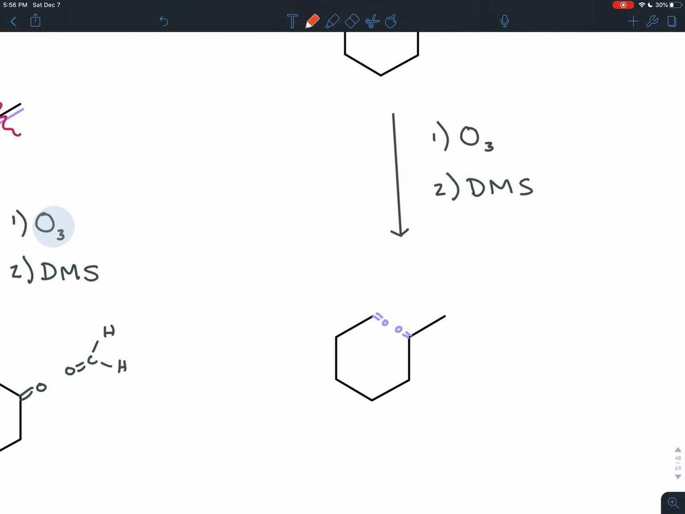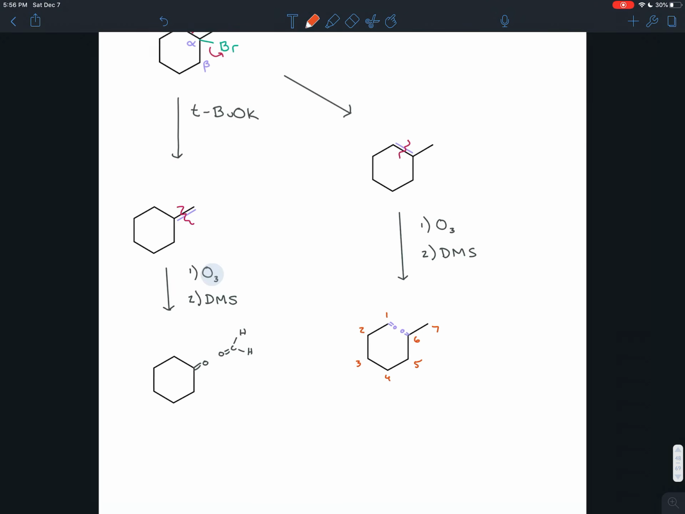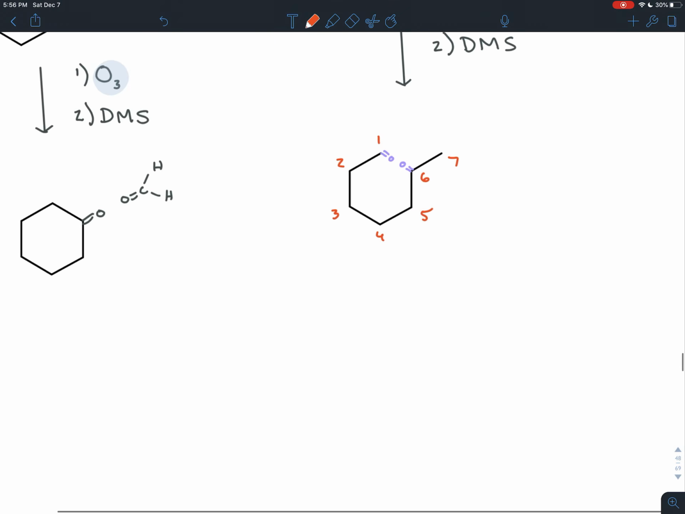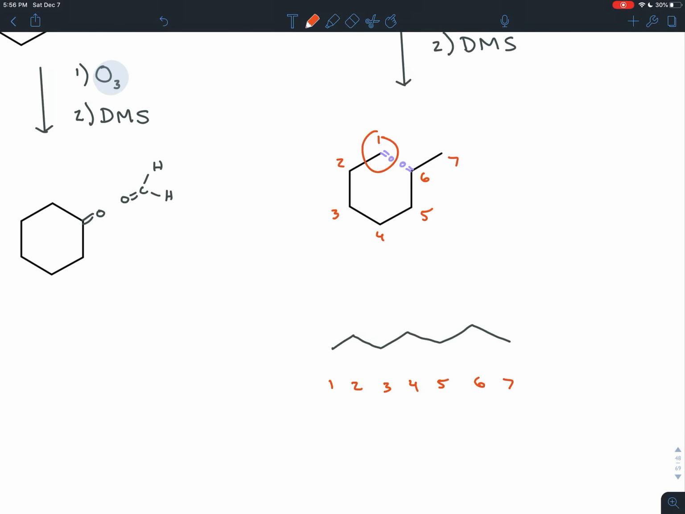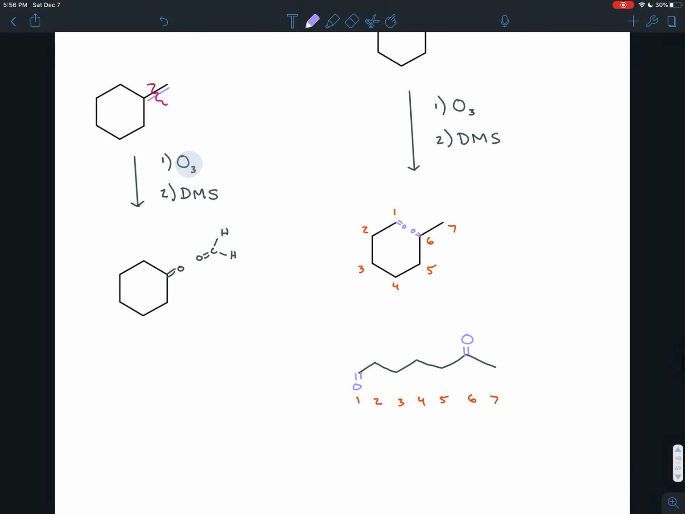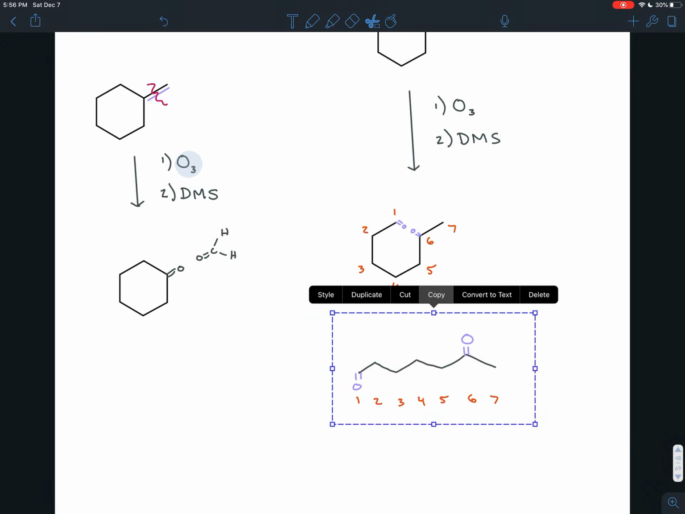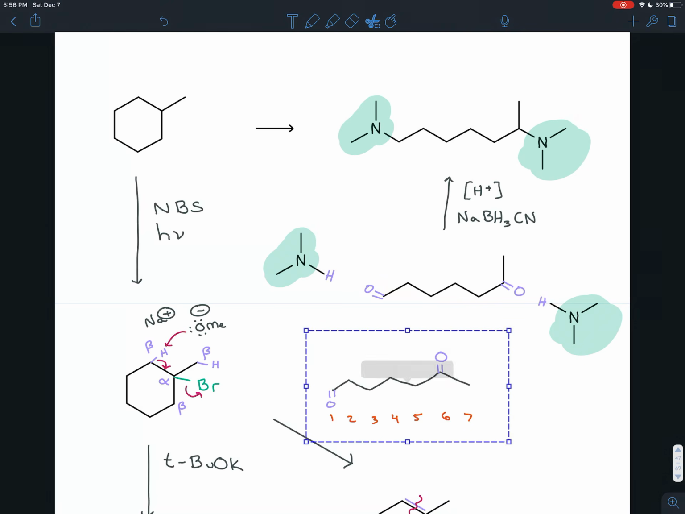Let's number this and draw this in a more normal way. We have 1, 2, 3, 4, 5, 6, 7 carbons. So what if we have 1, 2, 3, 4, 5, 6, 7 carbons? And I'll number these just so we can keep track of them better. On carbon number 1, we would have a carbonyl. And on carbon number 6, we would have a carbonyl. Well, notice that that molecule is exactly the same as this molecule here.